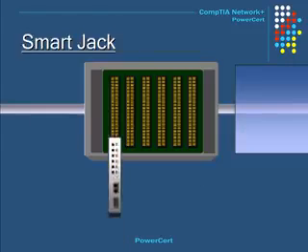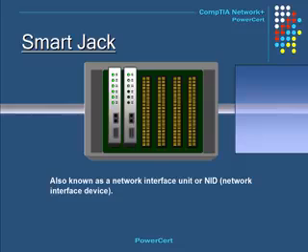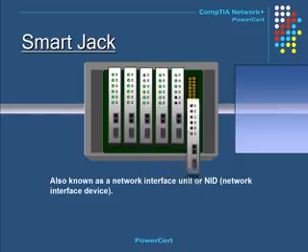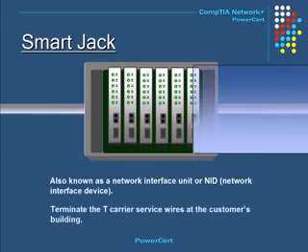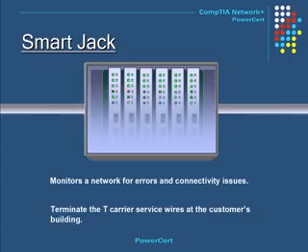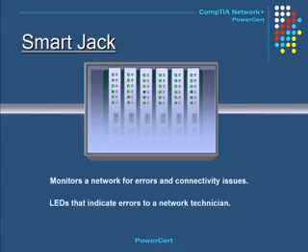A smart jack is also known as a Network Interface Unit, or NID, and it's often located at the demarcation point, and its job is to terminate the T-carrier's service wires at the customer's building. In addition, smart jacks are used for monitoring a network for errors and connectivity issues. They also have LEDs that indicate errors to a network technician.